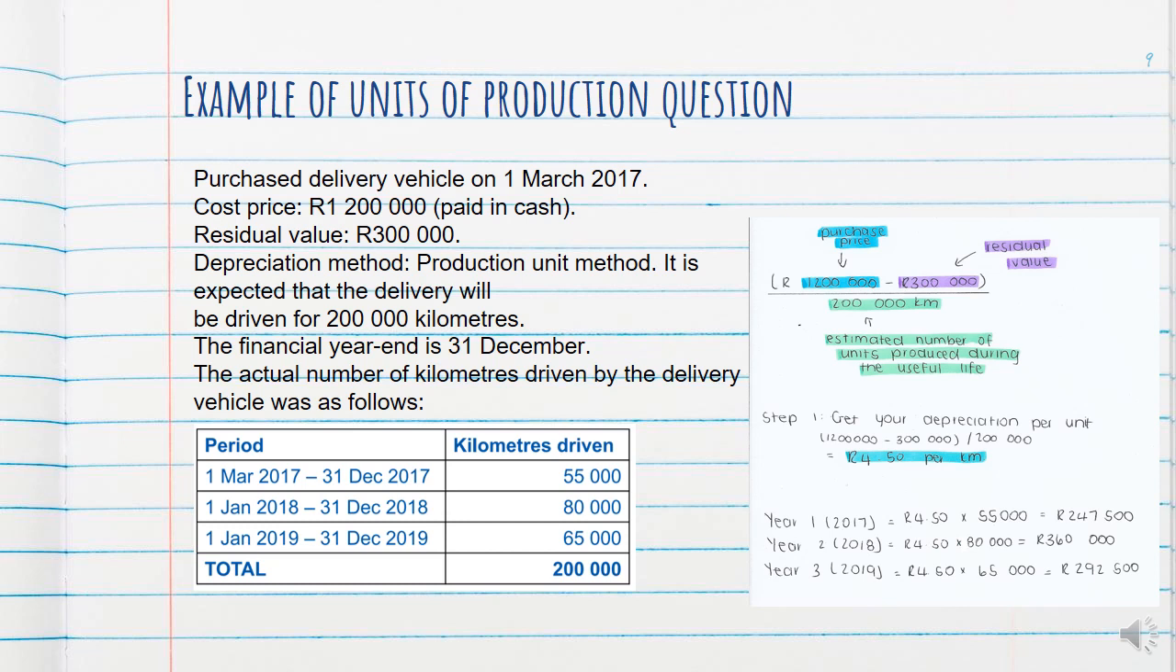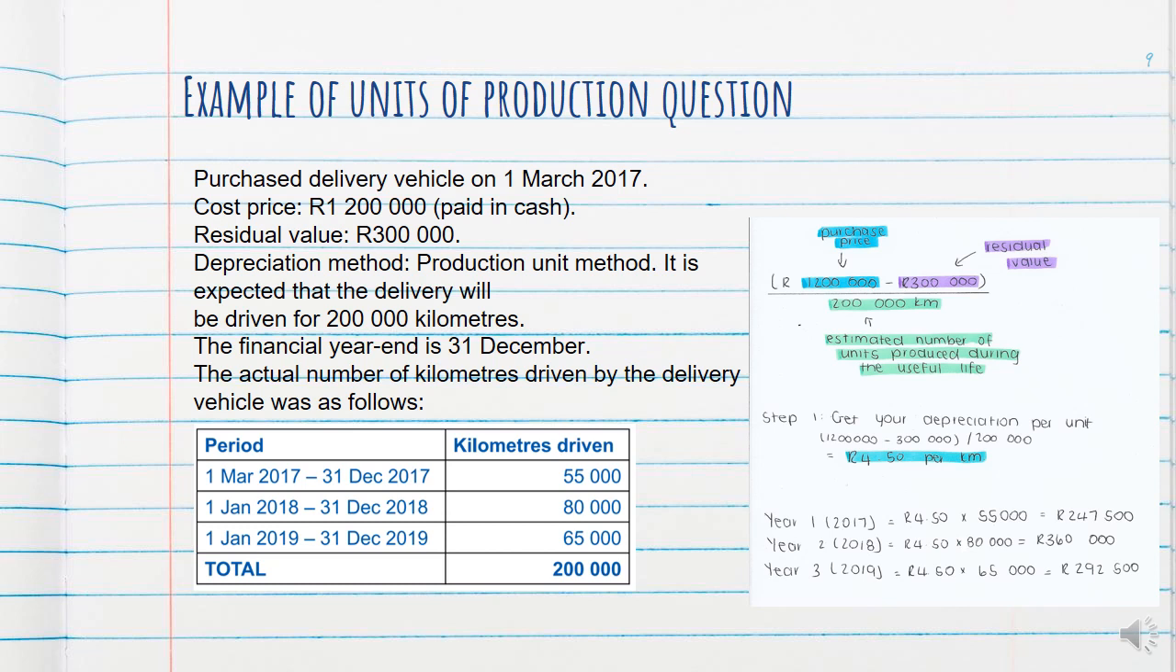That is the amount that we expect to sell the asset for at the end of its useful life in the business. So once we're done using it, we will take this delivery vehicle and we will sell it to the next person for 300,000 rand. That's what your residual value is, and you take that out of your cost price to get the depreciable amount.